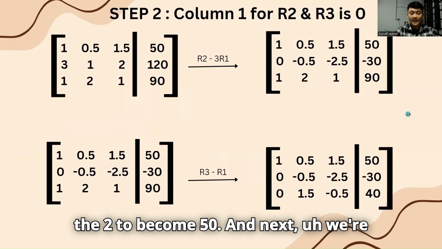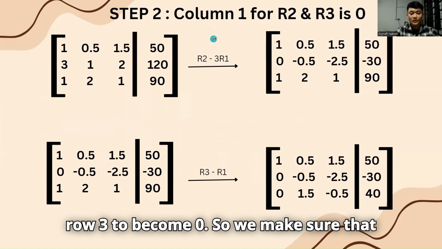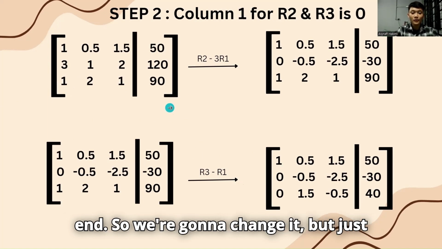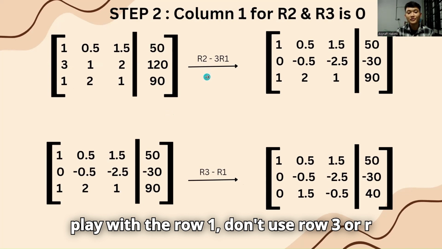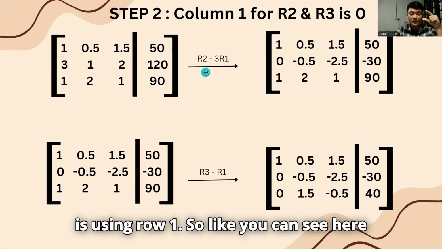Make sure to remember that 100 must also be divided by 2, so it becomes 50. Next, we're going to change column 1 for row 2 and row 3 to become 0. So we make sure that this value and this value must become 0 at the end. We're going to change it, but just play with row 1. Don't use row 3 or row 2, because the initial one is using row 1.